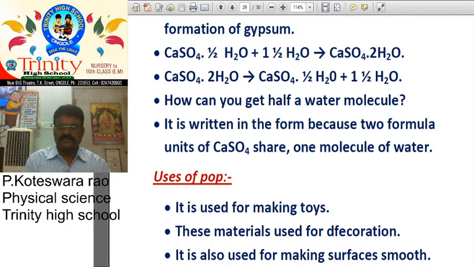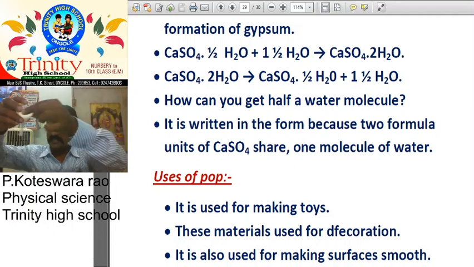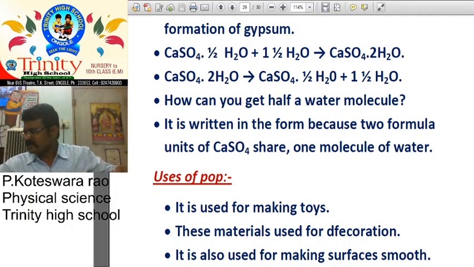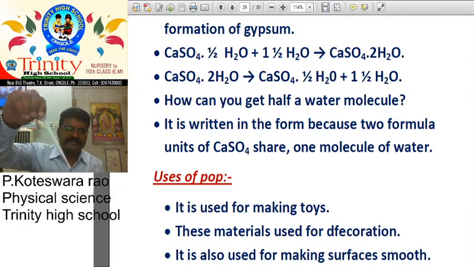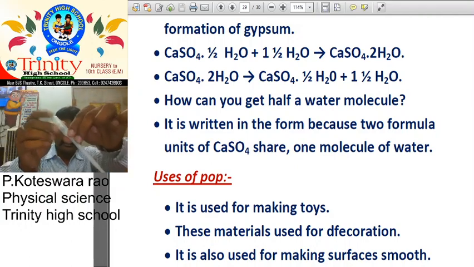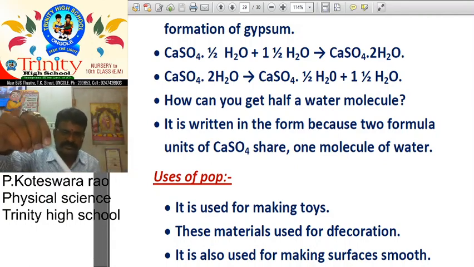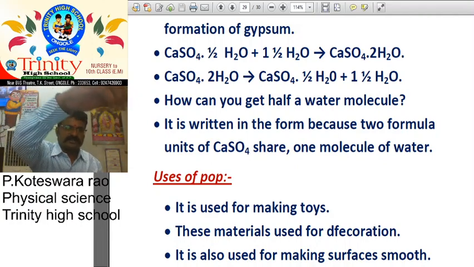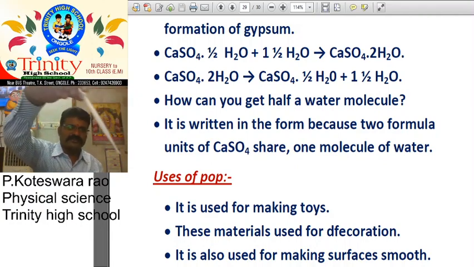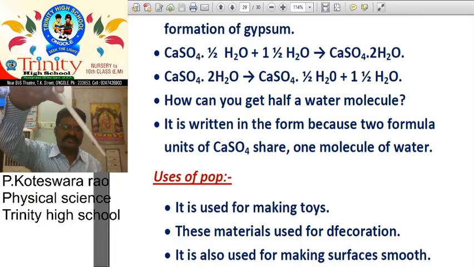Okay, my dear students, this is the funnel. With the help of this we can pour water, and the remaining one is the dropper. It consists of one bulb. If you press here, we can easily take in water and place it in that substance or solution drop by drop. If you press, it comes drop by drop.